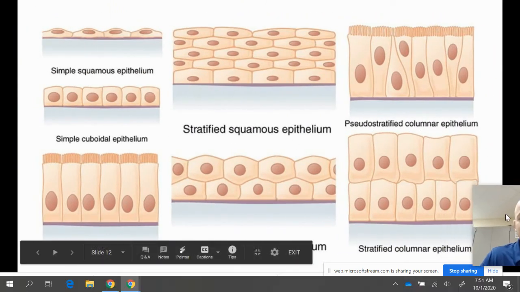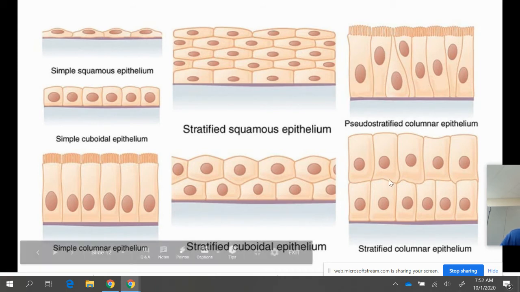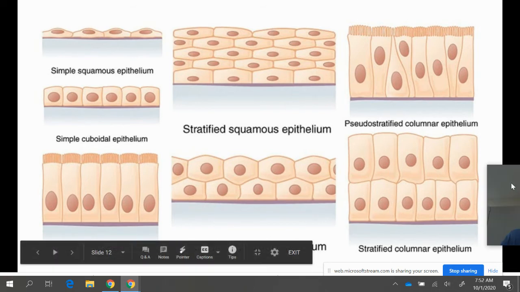So here are all the different types that we're going to be studying: simple squamous, simple cuboidal, simple columnar. Then we go to stratified squamous. That's multiple layers of squamous cells, although that's going to be a little different. We'll see that in a little bit. Stratified cuboidal, then pseudo-stratified, and you'll notice that in pseudo-stratified the nuclei are at different levels, so it looks like there's more than one level, but there's actually just one cell layer. And then stratified columnar epithelium, which would be multiple layers of columnar cells.